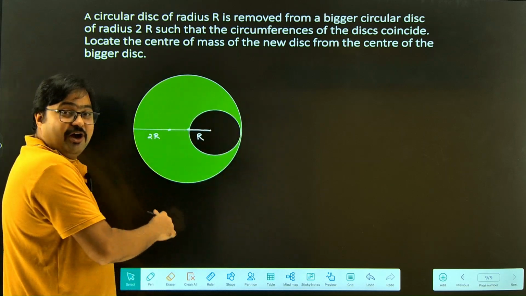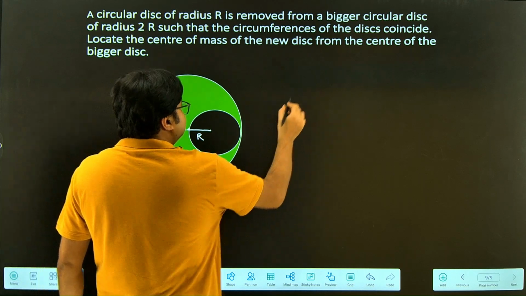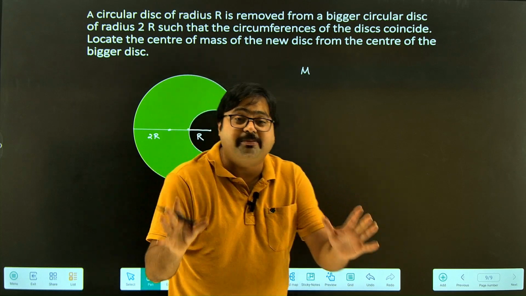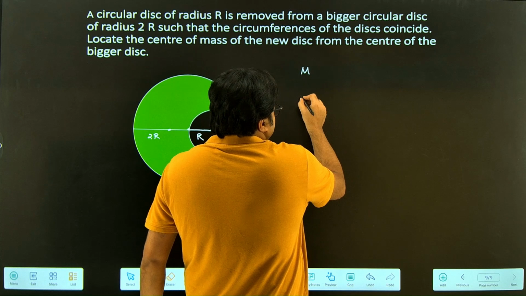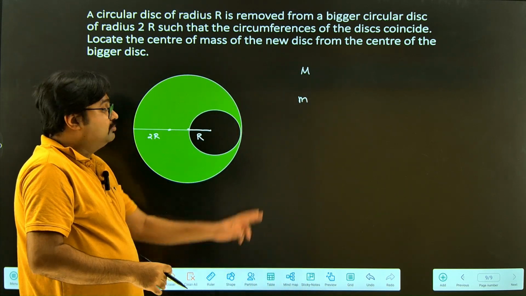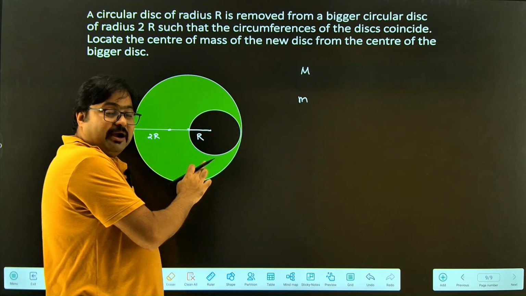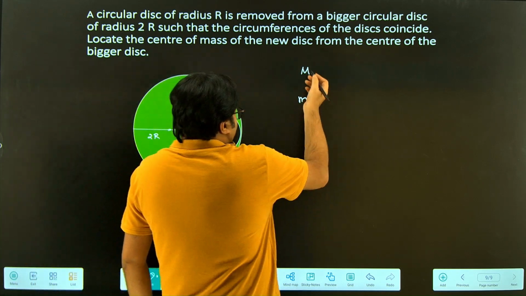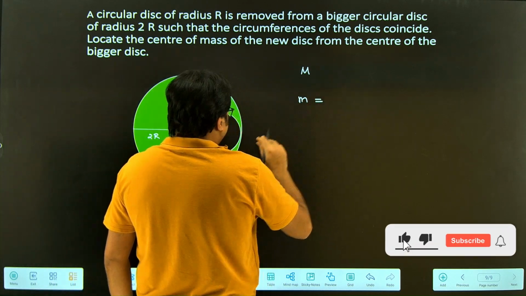One disk of mass capital M, and the other disk is only a mathematical concept. There is no such thing called negative mass, but we will write the smaller mass m, which is the mass of the disk here. We will assume that to be negative mass, so that positive and negative cancel out each other in this part and give you a 0. That means that part is removed. Capital M is the total mass of the disk. Small m would be equal to the mass of this part.